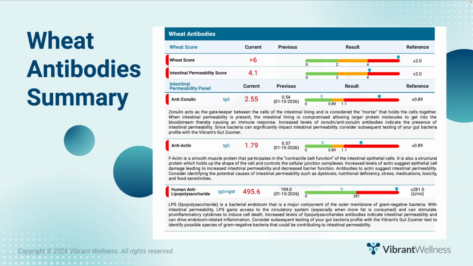Lipopolysaccharide, or LPS, is a bacterial endotoxin and a major component of the outer membrane of gram-negative bacteria. With intestinal permeability, LPS gains access to the circulatory system, especially when more fat is consumed, and can stimulate pro-inflammatory cytokines to induce cell death. Increased levels of LPS antibodies indicate intestinal permeability and can drive endotoxin-related inflammation. In other words, all three are contributing to the elevated intestinal permeability score of 4.1.